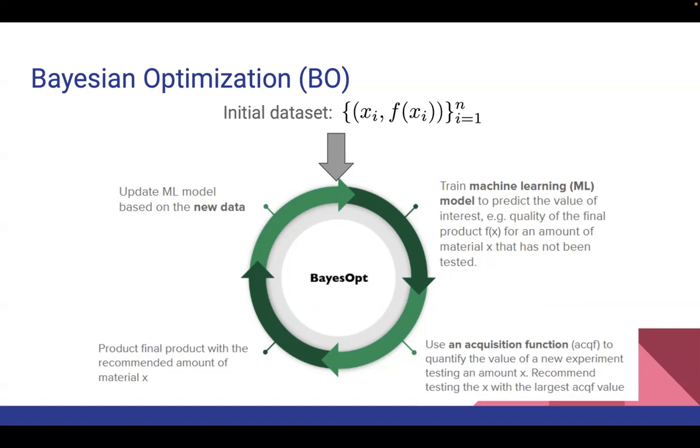BO will suggest the value of X that maximizes the acquisition function value, because this value is the most promising one from which we could get the most information about the function being optimized. We then follow the recommendation by evaluating the true objective function at the suggested X. Now we have one more observation. We update the dataset and repeat the process until we find the optimal solution.